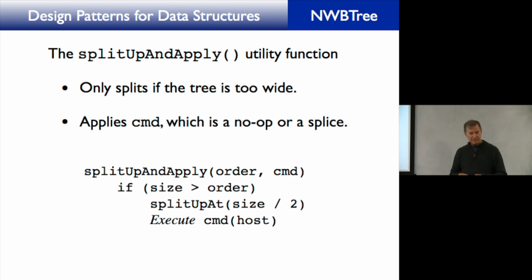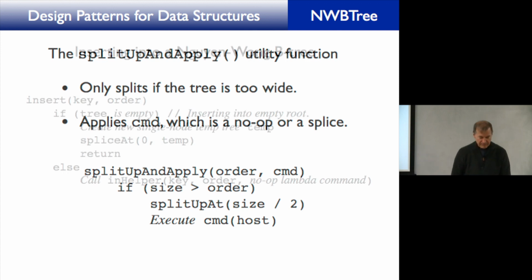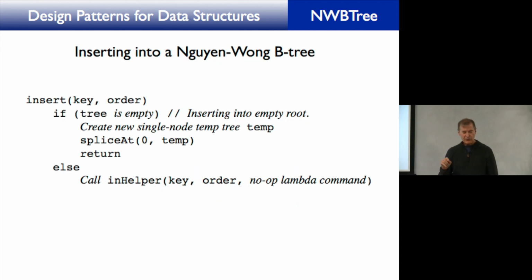So that is split up and apply. And that's a utility function that we're going to use. Okay? And now, here is the code for inserting into a B-tree.